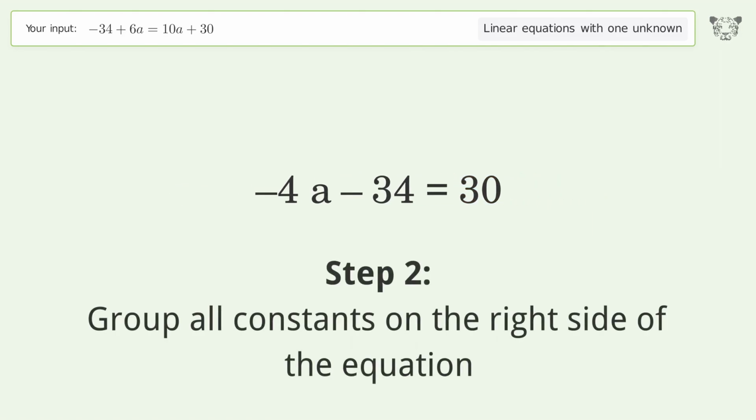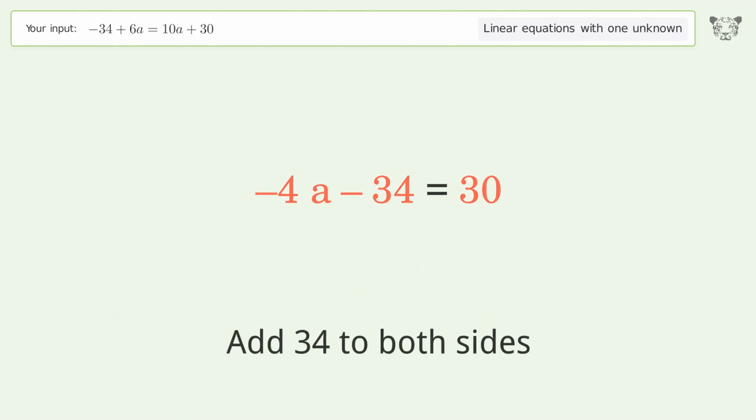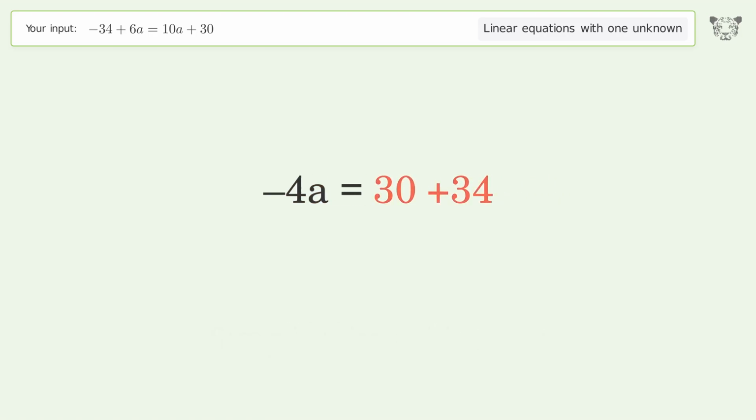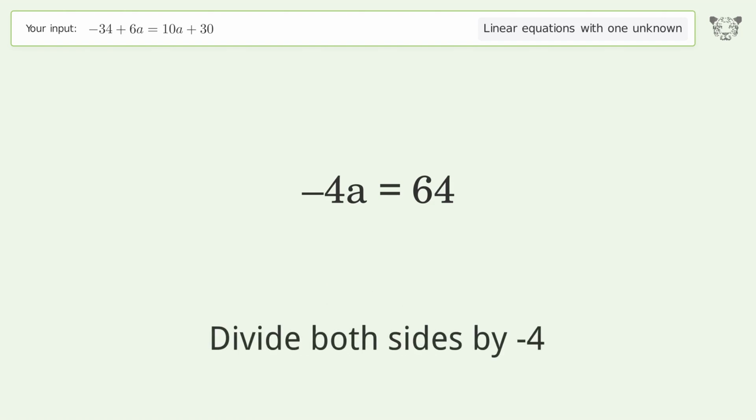Group all constants on the right side of the equation. Add 34 to both sides. Simplify the arithmetic. Isolate the a. Divide both sides by -4.